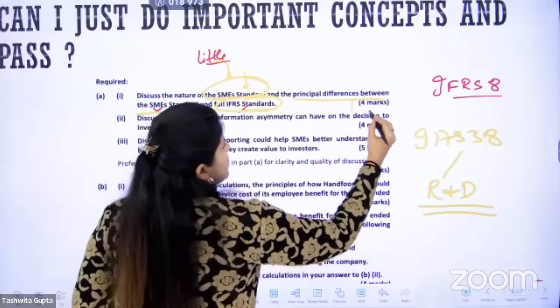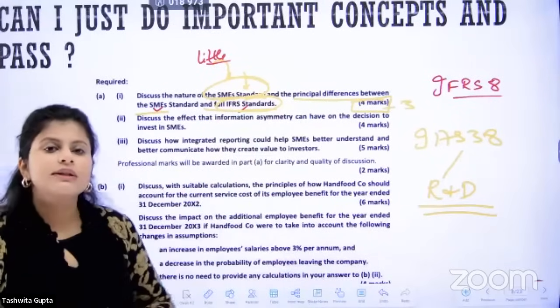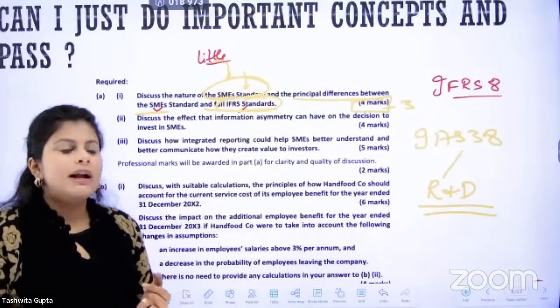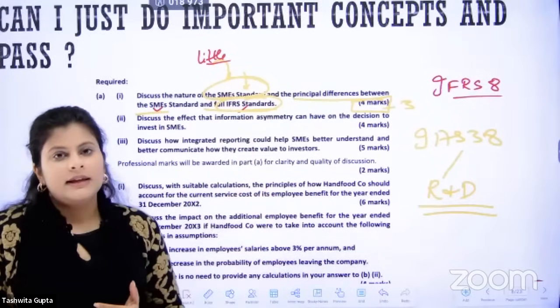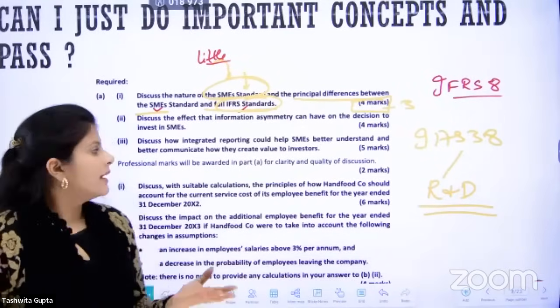So 4 marks. So figure out at least 3 points for this, 3 exemptions for this. I gave you the goodwill one, I gave you the R&D one. Figure out another one for the SME.